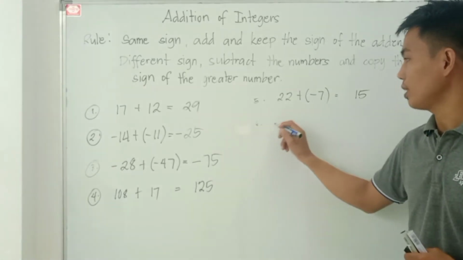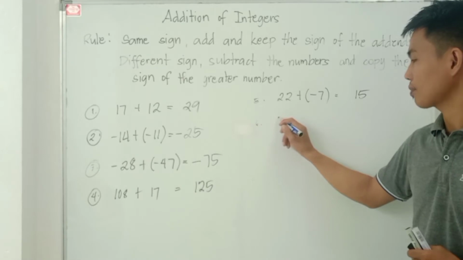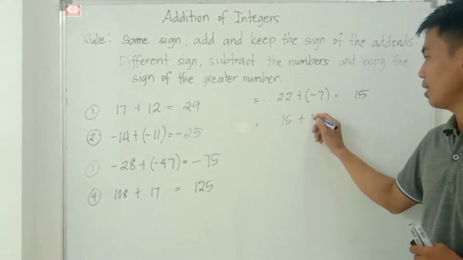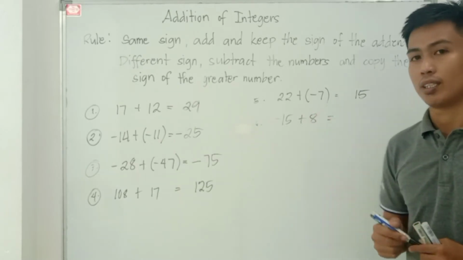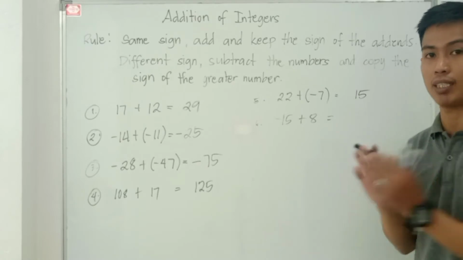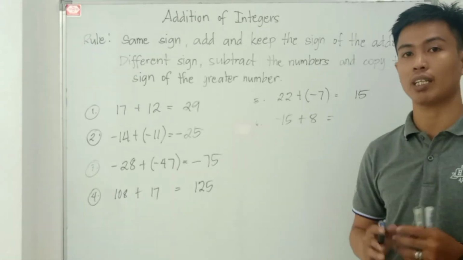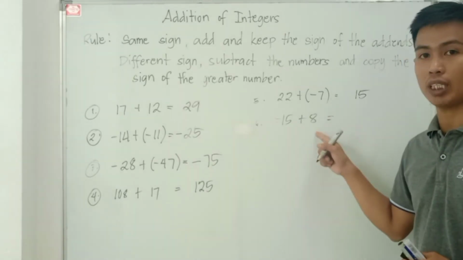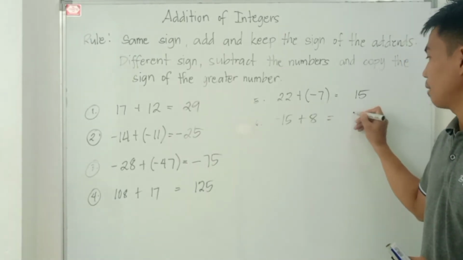So another example is, let's say we have negative 15 plus 8. So, negative 15 plus 8. So, magkaiba sila ng sign, isang negative at isang positive. So, same rule na gagamitin natin, isusubtract lang natin yung numbers. So, 15 minus 8, that is 7.